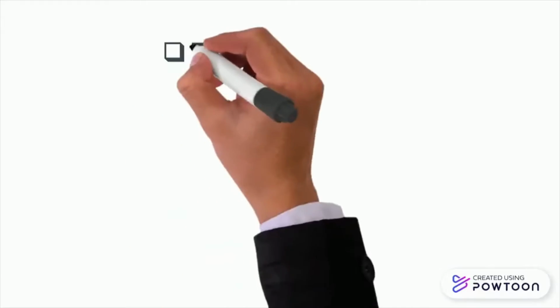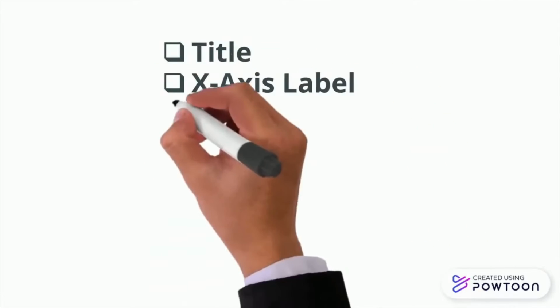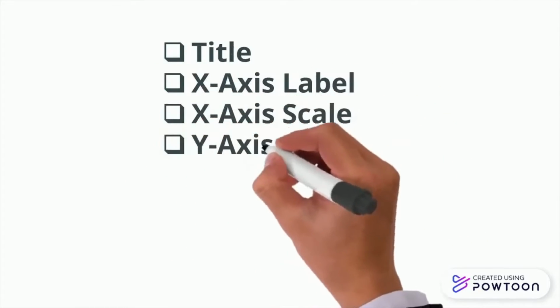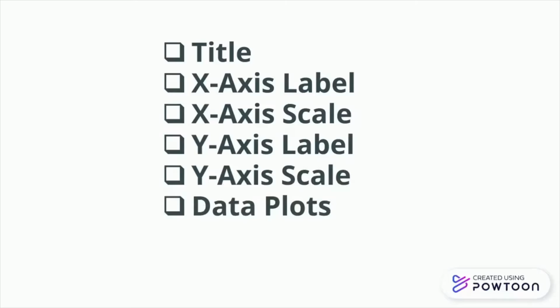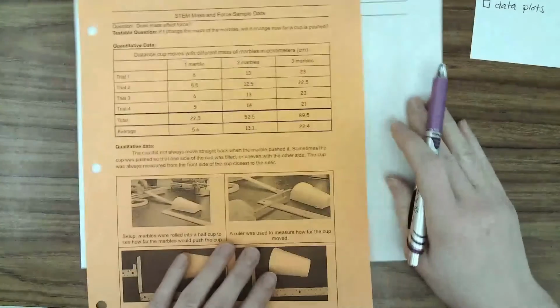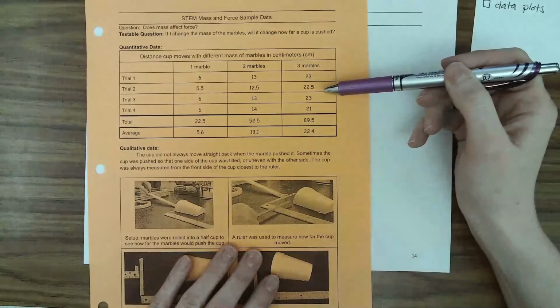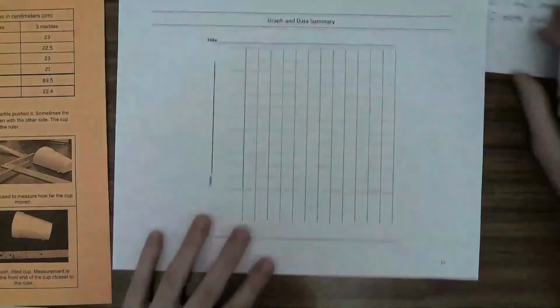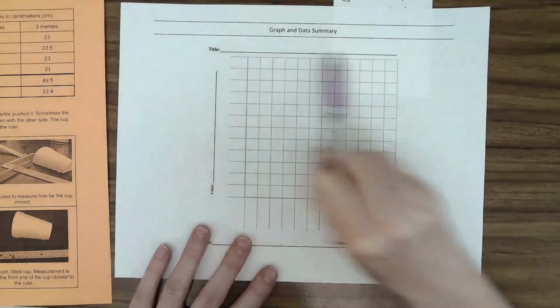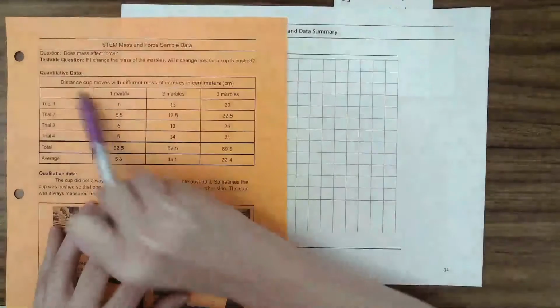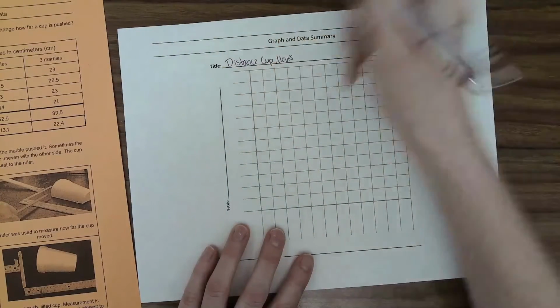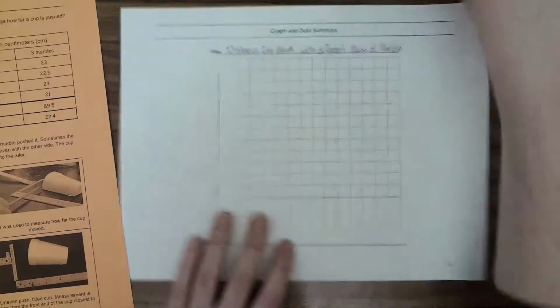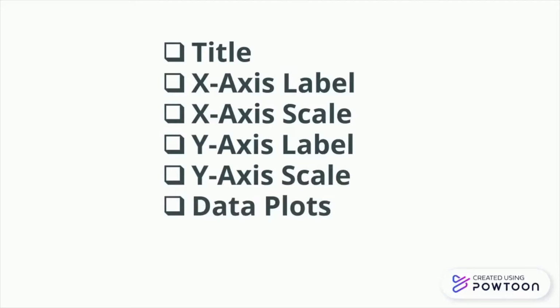For every graph, you should have 6 things. You should have a title, an x-axis label, an x-axis scale, a y-axis label, a y-axis scale, and of course, your data plots. For our graph, we're going to be using the data from our experiment about mass and force. For our title, we're going to list both our independent and dependent variables, just like we did on our data table. Now we've completed our graph title.